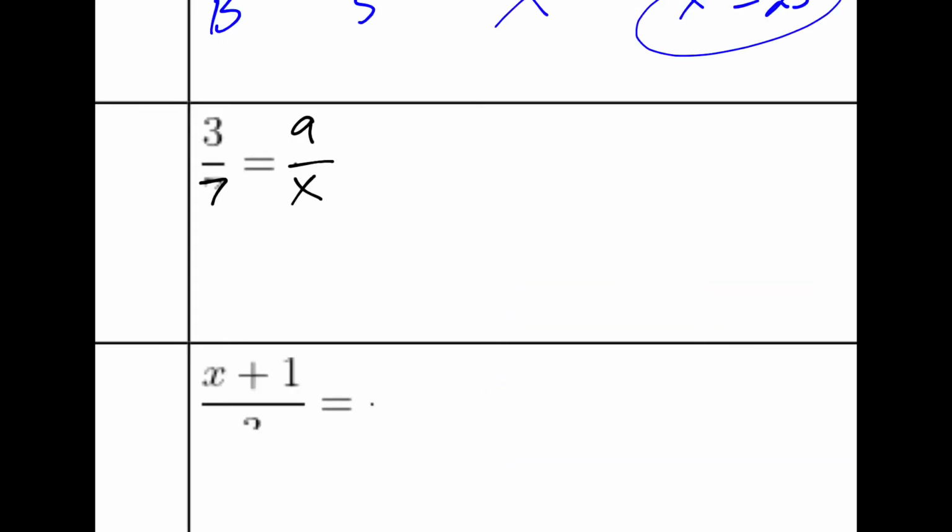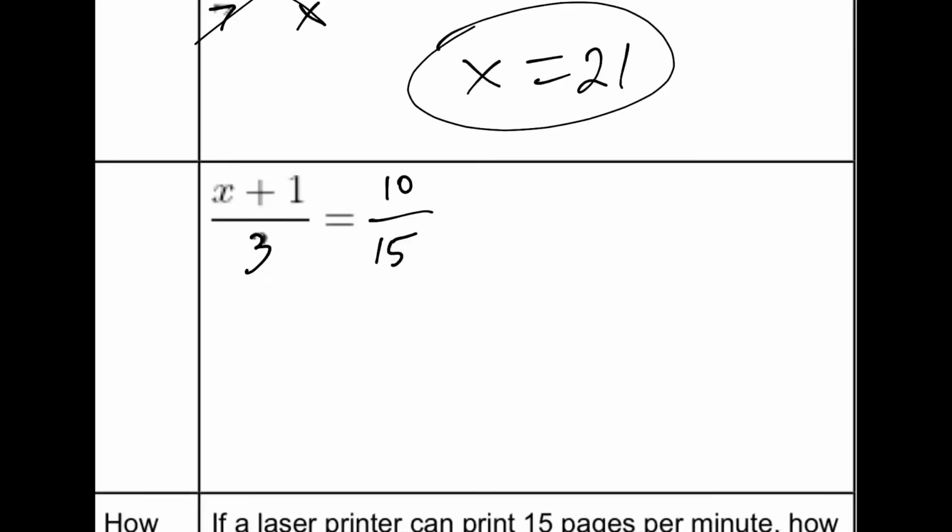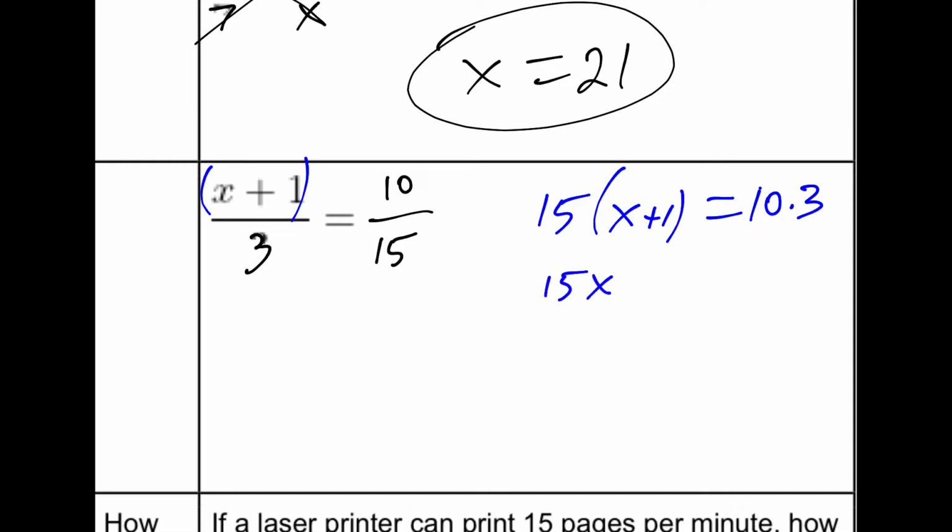Here's another proportion. You can cross multiply. 3 times x, 9 times 7. You'll get that x is equal to 21. Here's one you had to cross multiply with some parentheses. So you should have gotten 15 times x plus 1 is equal to 10 times 3, or 15x plus 15. That's where most people went wrong, is they forgot to distribute the 15 to the 1. In other words, 15x is equal to 15, or x is equal to 1.